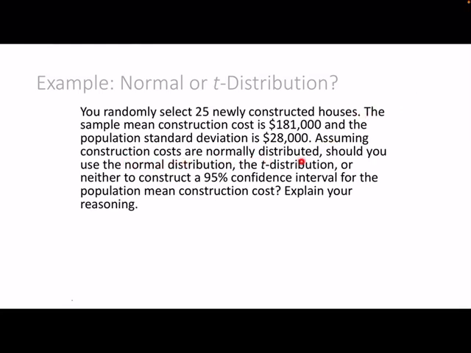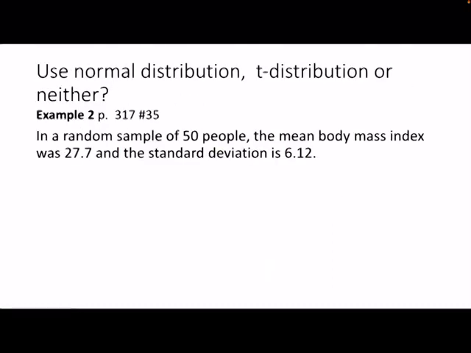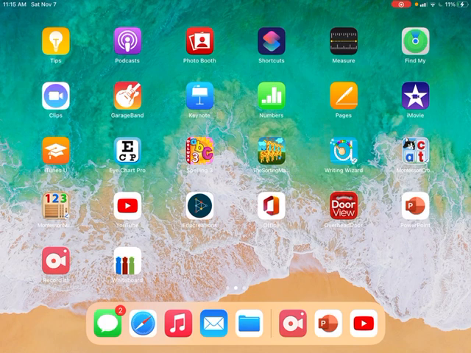Assuming construction costs are normally distributed, okay, we can do this. Even though our sample size is less than 30, we're assuming this. Should you use the normal distribution, the t-distribution, or neither to construct a 95% confidence interval for the population mean construction cost? Explain your reasoning. Not only am I going to explain the reasoning, I'm going to work this out as another example. We're given the population standard deviation, so we will use the standard normal distribution table. So actually let me go to my whiteboard and work it out there.